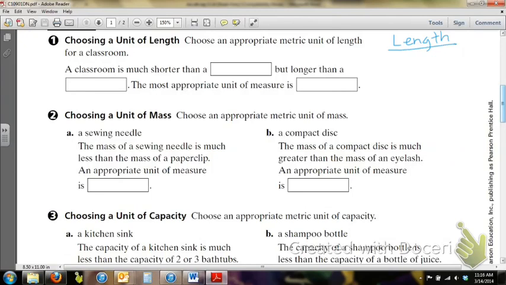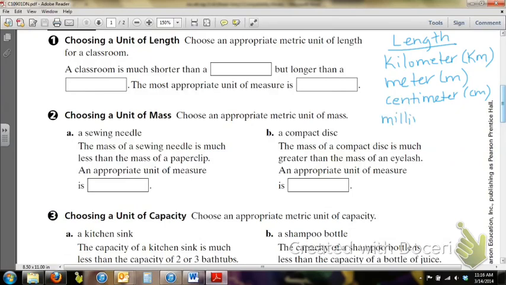Length. There we go. So for length, we'll start with the largest, which is kilometer, and that is a km. Then we have meter. And there are other units in between, but these are the ones that we usually use. Centimeter, which is cm. And the smallest is millimeter, which is mm.